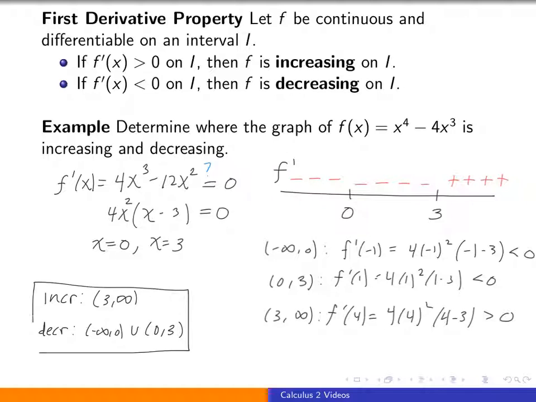Now note, for this interval of decrease, it's tempting to just write minus infinity to 3, and intuitively that gives you the idea. The reason I break it up into two parts is because at 0 the derivative is 0, and technically not negative.